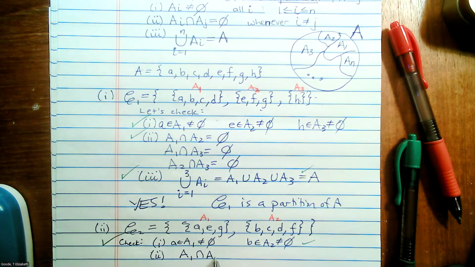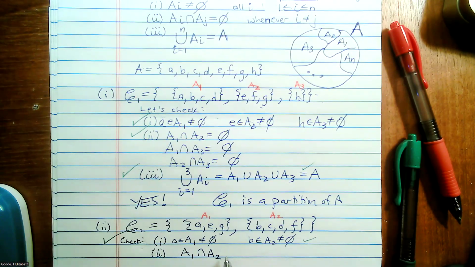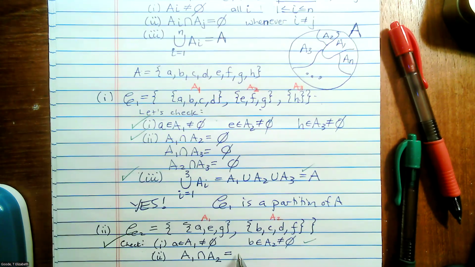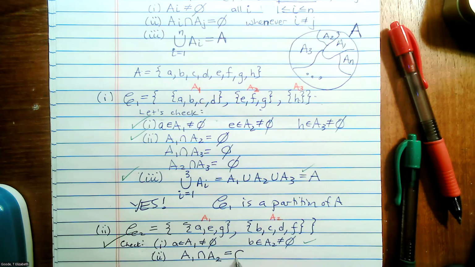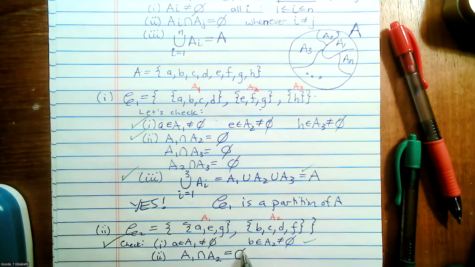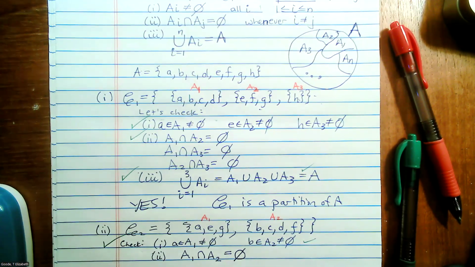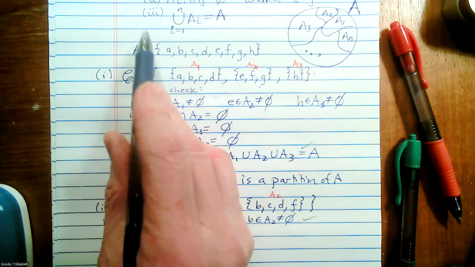What is A1 intersect A2? There's no common element, so there's no intersection. So it's the empty set. There's a kind of a little difference between nothing and an empty set. The empty set's like the bag with nothing in there. All right, now we're going to check property 3.